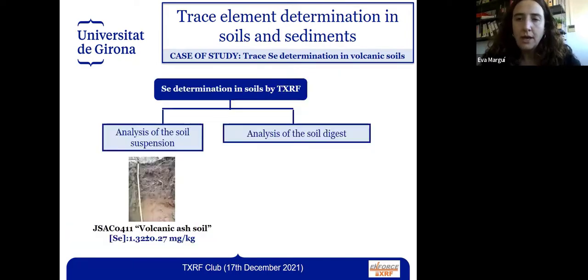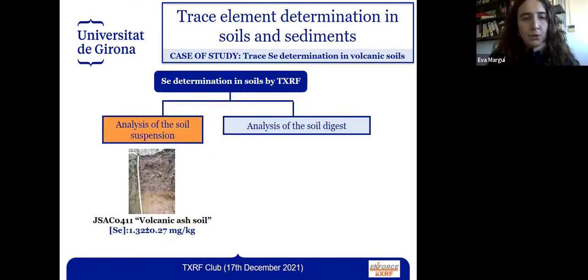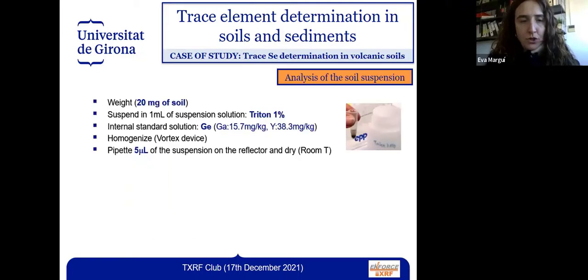So we decided to evaluate the possibilities of TXRF for the determination of selenium in soils. In this study, we used a reference material that contains only 1.32 ppm of selenium. First of all, we evaluated the direct analysis of a soil suspension. Here you can see the parameters that we used for the preparation. We weighed 20 milligrams of soil and added 1 milliliter of Triton 1%.